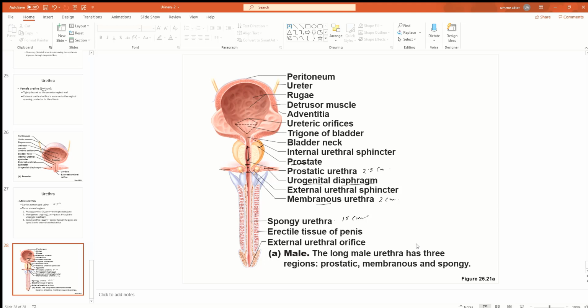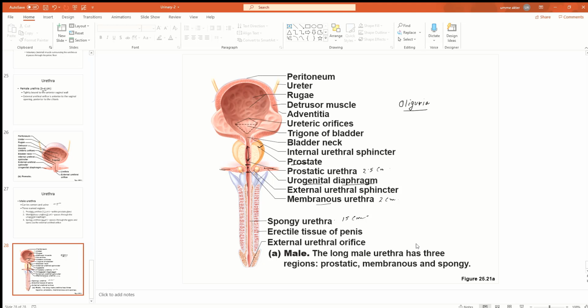Now I'll just talk about a couple of clinical conditions. Those we use very often. One is related to the volume of urine. The term we use is oliguria.